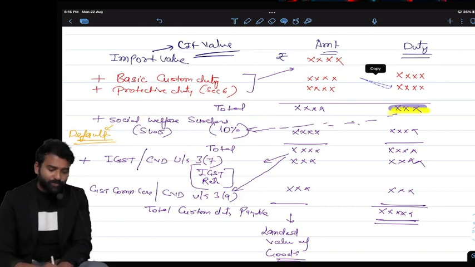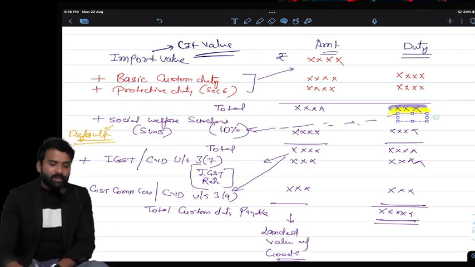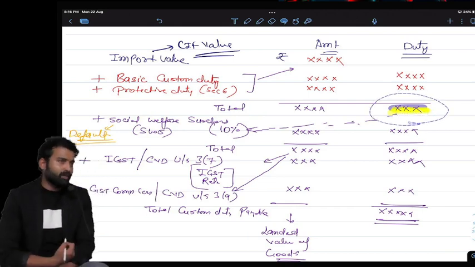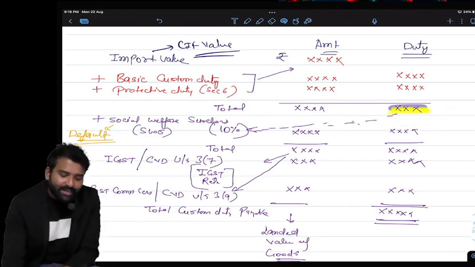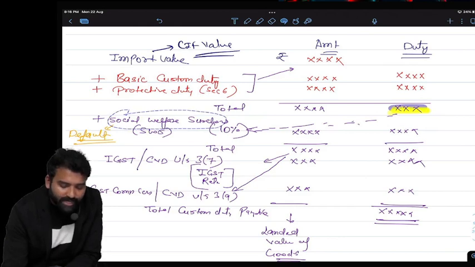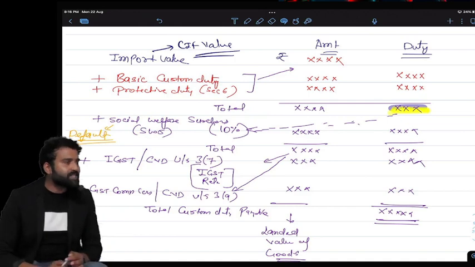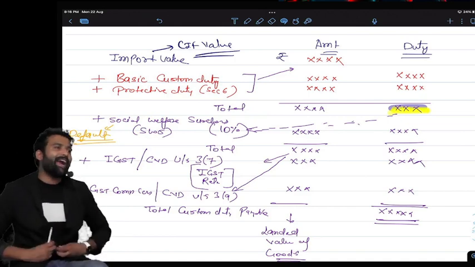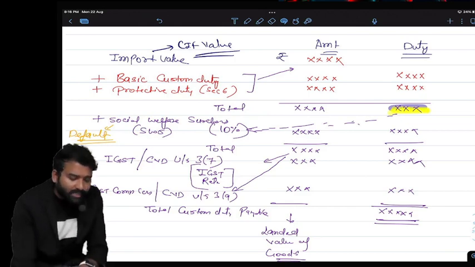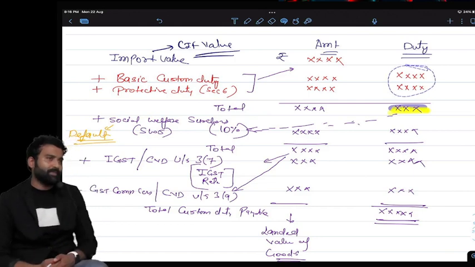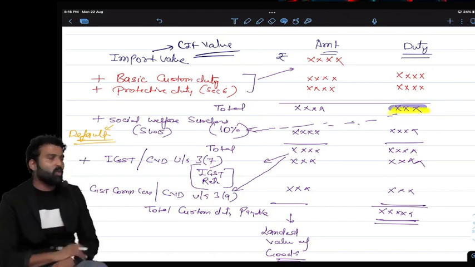Now what I will do, on this amount, not on the total amount, but on the duty total, that is the total of basic customs duty and protective duty, I will add social welfare surcharge of 10%. This is the flat rate. So if nothing is given in the question regarding SWS, we always have to add SWS at the rate of 10%, and that will be calculated on the total of basic customs duty and protective duty. So on this amount, I will be calculating 10% SWS. Okay, sir.